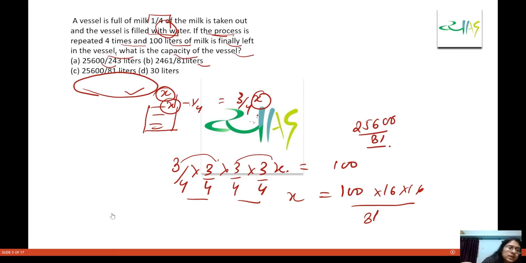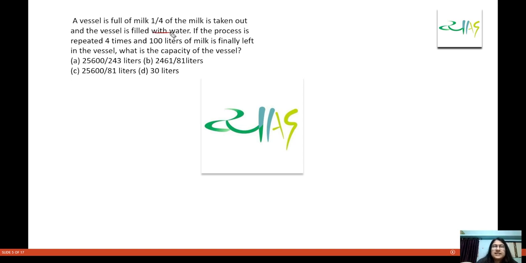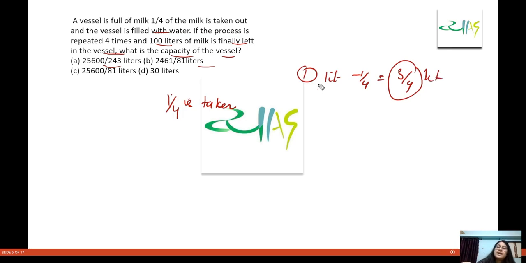So what we are doing here is that a vessel is full of milk, and 1 by 4 of the milk is taken out, and the vessel is filled with water. If the process is repeated 4 times and 100 liters of milk is finally left in the vessel, what is the capacity of the vessel? If we have, let's say, 1 liter of milk, and 1 by 4 of this is taken out, we have 3 by 4 liter of milk left. If from this 1 by 4 is withdrawn again, we have 3 by 4 into 3 by 4 left, and if this process is repeated 4 times, we will have this.